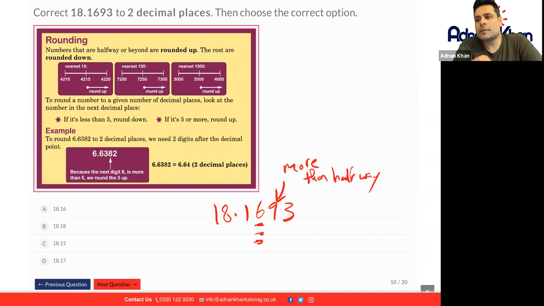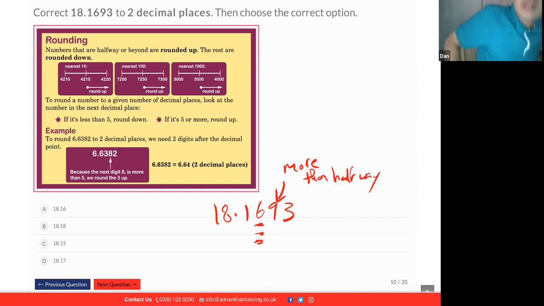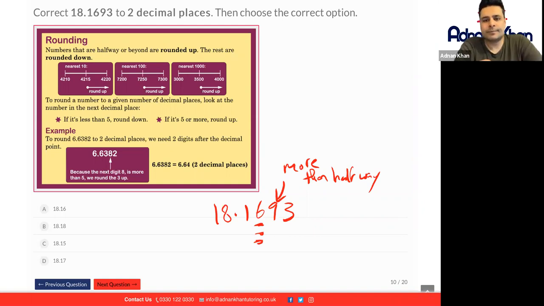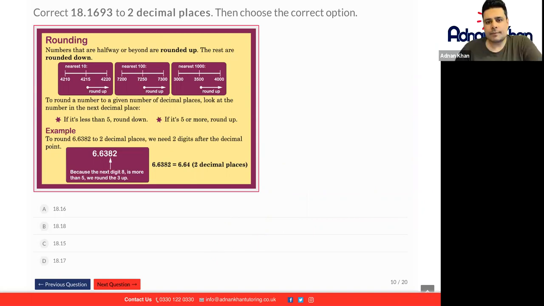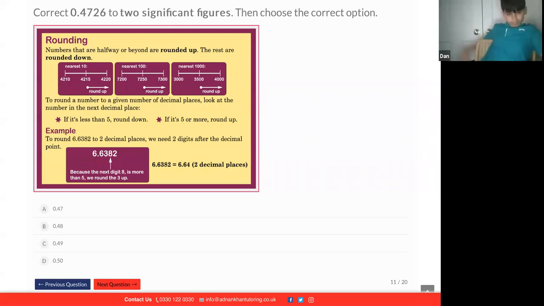Good. So because 9 is more than halfway, you just round up the 6, and the 6 is going to become 7. So it would be 18.17, Dan, yeah? Mm-hmm. Okay, good. So let's just choose 18.17. D is the correct answer. Thank you very much for that, Dan. And let's just go to Eliora for the next one.